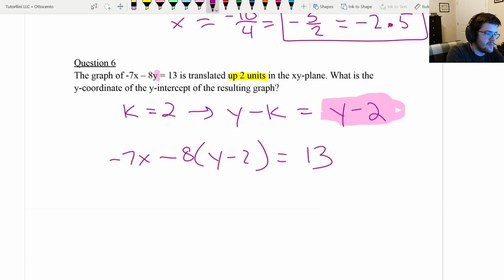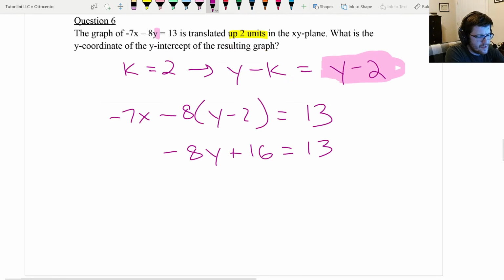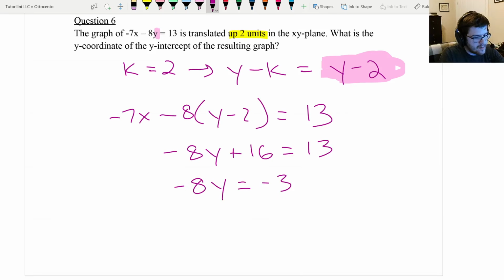And we want the y-intercept, so we're going to plug in x is 0, so this guy kind of goes away. And we get negative 8y plus 16 equals 13. Subtract 16 from both sides, we get negative 8y equals negative 3. Divide both sides by negative 8, and we get y equals 3/8, which is 0.375. Either of those would have been acceptable.